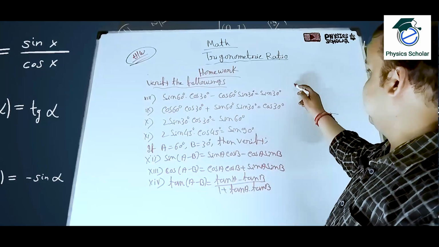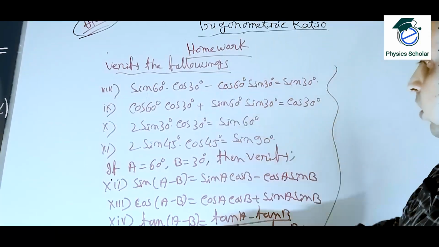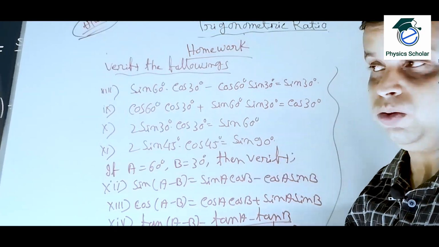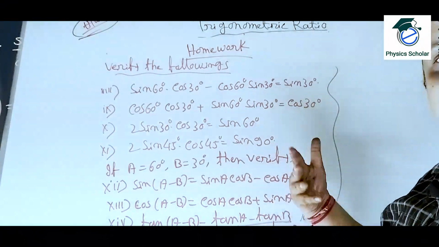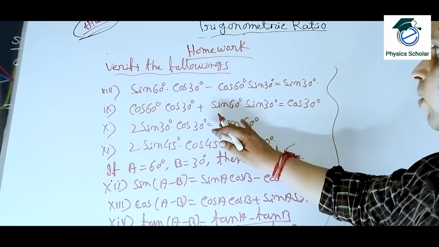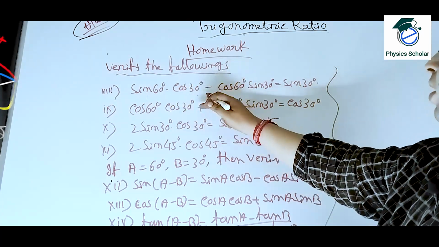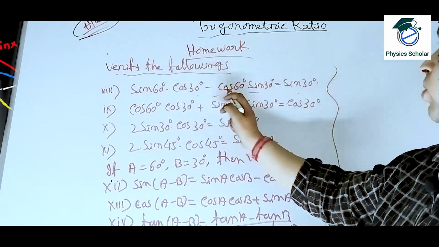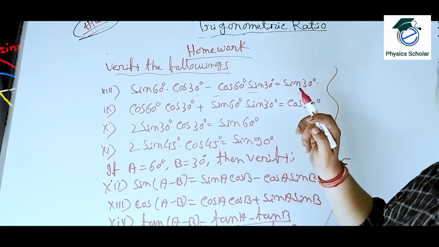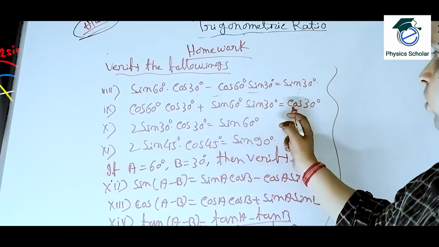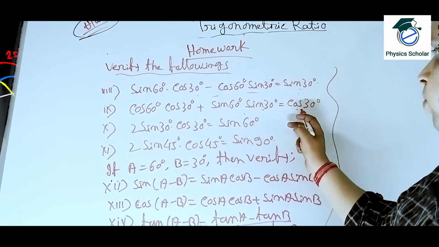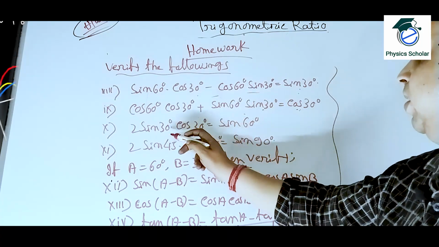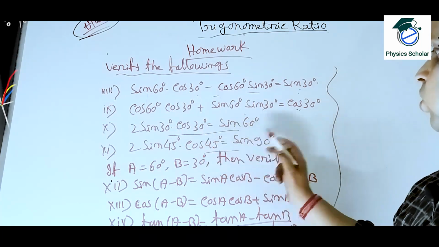So students, here I am giving you some more sums as your homework. Very easy, same procedure. Clear? Sin 60 into... verify, that means we have to prove, that means left hand side is equal to right hand side. So put the values and it will be equal to sin 30, okay. Here also the same thing, you have to put the values and prove that it is equal to cos 30, left hand side equal to right hand side.